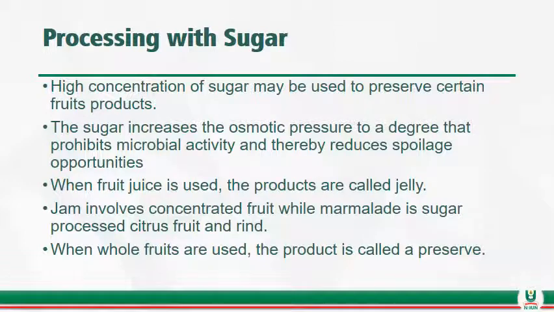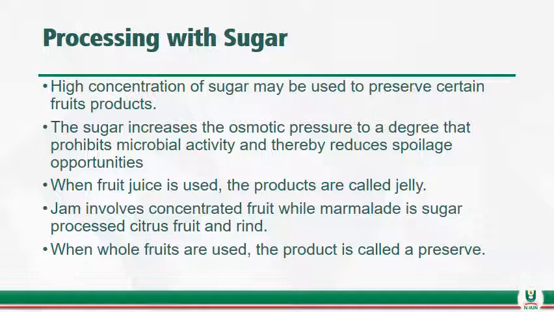Also process with sugar, using high concentration of sugar to preserve your fruit, especially fruit produce or products. And what this sugar does is that it increases the osmotic pressure to a degree that microbial activity is stopped or delayed, and reduces spoilage.